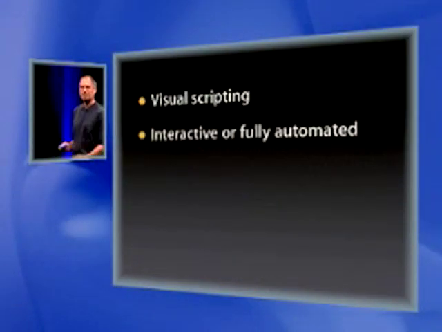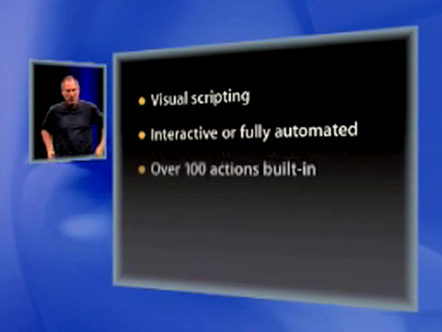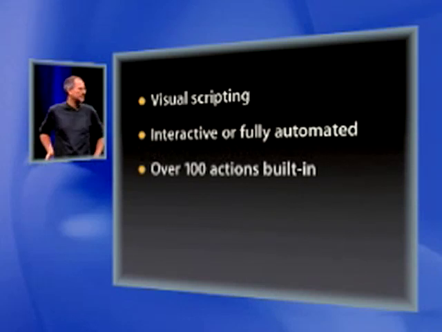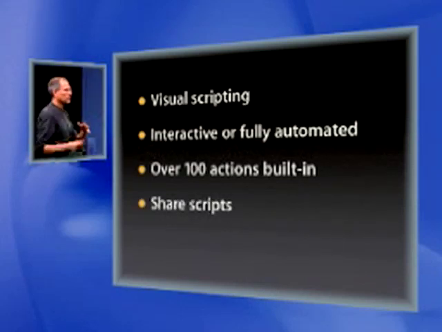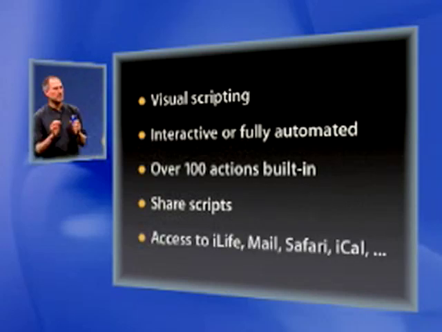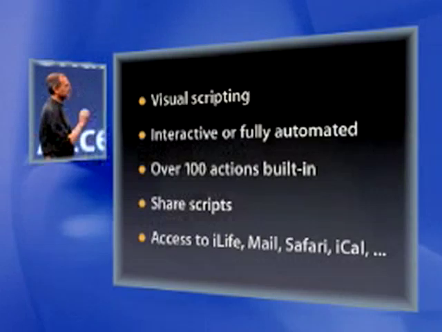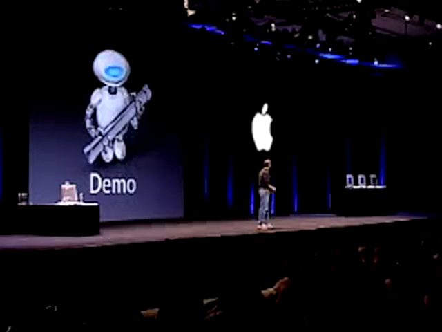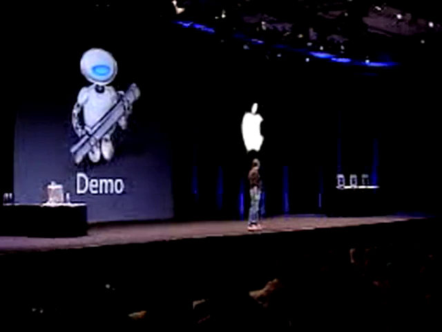You can build interactive or fully automated scripts. Over 100 actions are built in. You can share scripts, you can send around files, you can email them. They work just fine. And Automator has access to iLife and Mail and Safari and every app in the system and Quartz. So you can do some amazing, amazing things. And I'd like to invite Saul up on the stage, whom you all know, to give us a demo of Automator.